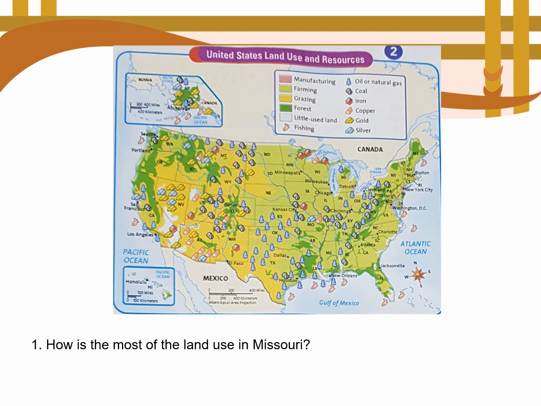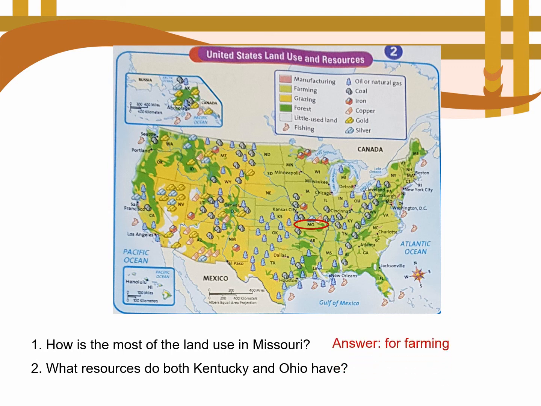Number 1, what is the most common land use in Missouri? First, class, you're going to find where Missouri is. By the way, the map only shows the 2-letter state abbreviation. Let's find Missouri. It's here. MO stands for Missouri, grade 4. What do you think is the answer? You're right, farming.